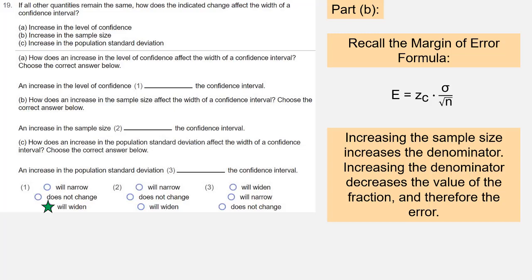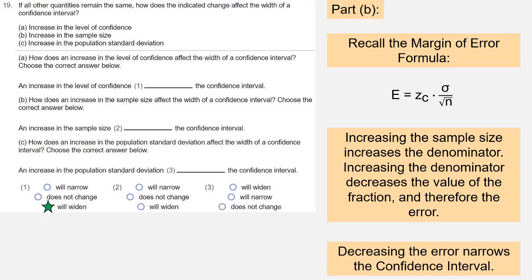When you increase the denominator of a fraction, that decreases the value of the fraction, and therefore it decreases the error. So decreasing the error narrows the confidence interval. So your correct answer for part B is will narrow.